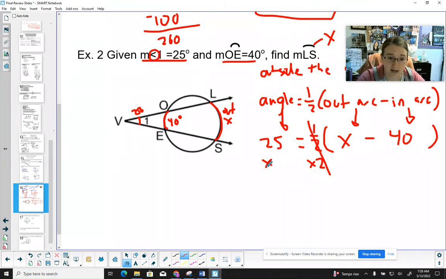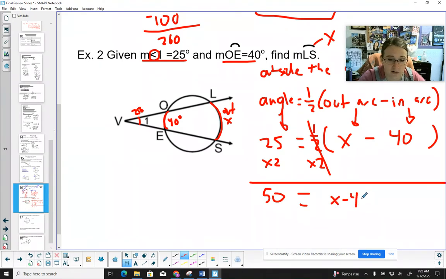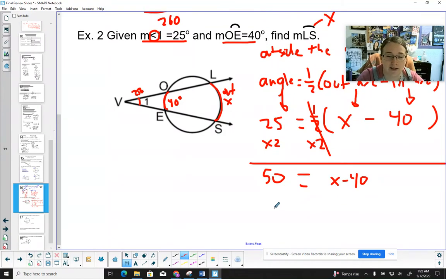But whatever I do to one side, I have to do to the other. So I have 25 times 2 over here, which is 50. And over here, I have the rest of what I had, so I have x minus 40. You should know how to finish solving this. Go ahead and very quickly solve. How do I get x by itself? We should add 40, and then x is by itself.